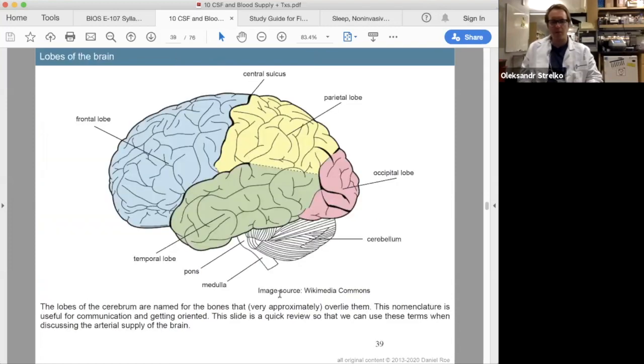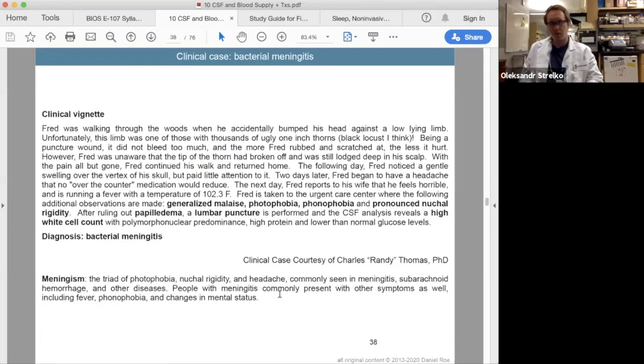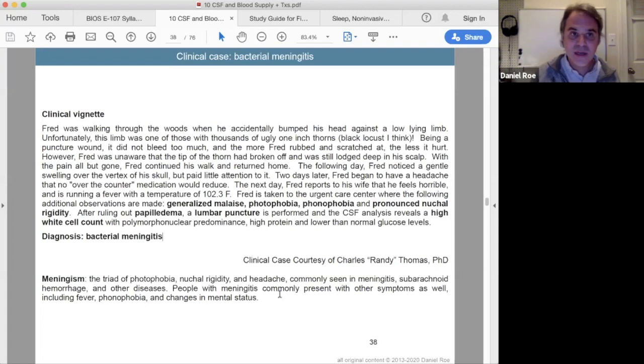So ruling out papilledema rules out stroke generally? It just means that you're safe to do a lumbar puncture.